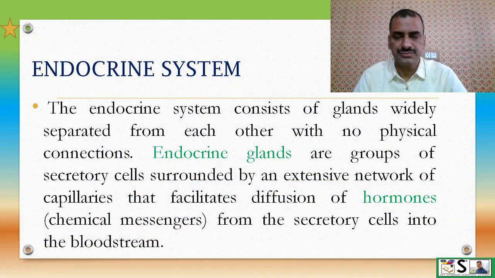Endocrine system. The endocrine system consists of glands, which are known as endocrine glands. They are widely distributed and separated from each other in our body. These are groups of secretory cells surrounded by an extensive network of capillaries that facilitate diffusion of hormones from the secretory cells to the bloodstream.